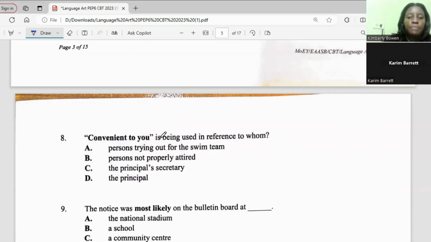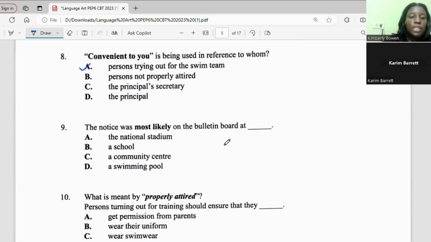Convenient to you is being used in reference to whom? The person trying out for the swim team, persons not properly attired, the principal's secretary, or the principal. And the correct answer is A, persons trying out for the swim team, because they will sign up when it's convenient to them. We just read the sentence. Move on to number 9.